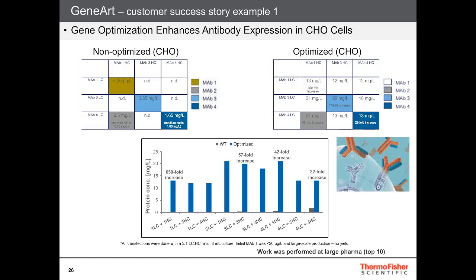So what we then did is we optimized his heavy and light chain genes for expression in CHO cells, and when we sent those constructs back to the customer and he performed protein expression in-house, he actually experienced a 22 to 57-fold increase in protein production levels. And if you consider making an almost non-expressor into a quite decent expressor, a more than 650-fold increase in protein expression.